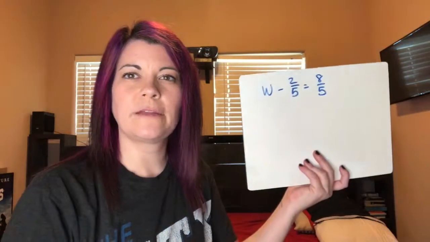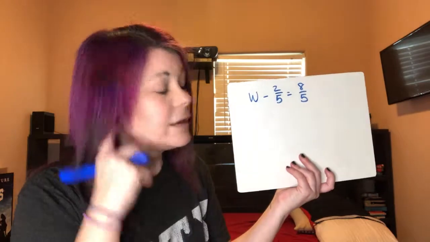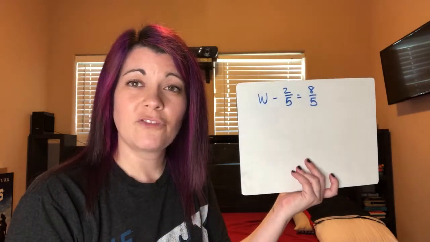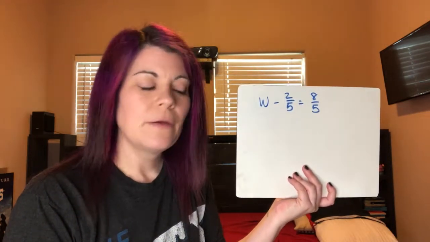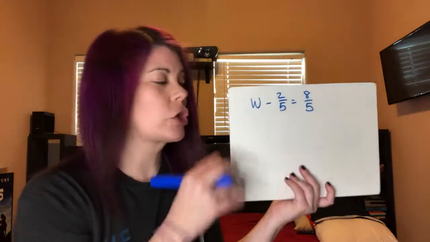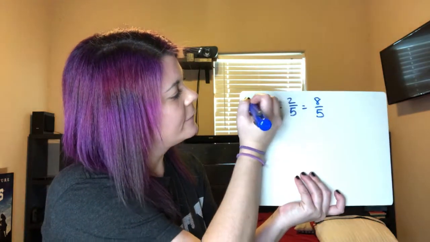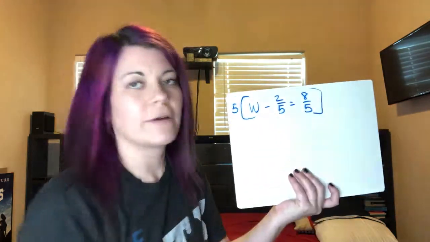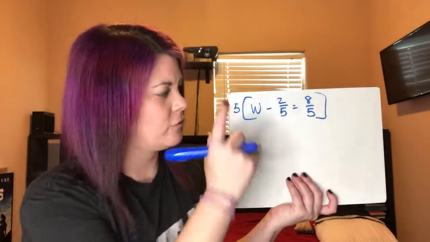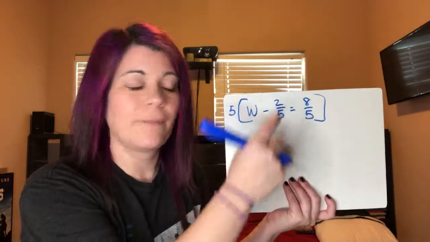So the first one is w minus 2/5 equals 8/5. Here it's quite easy because we have a denominator of 5 on both of them. So I'm just going to multiply each term by 5. I like to put everything in little brackets, which means that I'm multiplying each thing by 5.